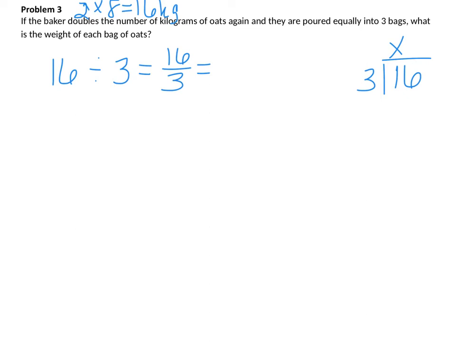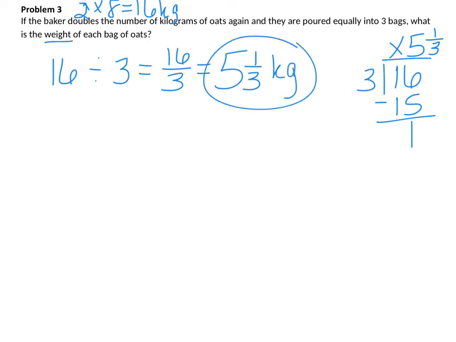So now I need to think 16 divided by 3, or how many 3's fit into 16? Well, 5 do. 5 times 3 is 15. Subtract 16 minus 15 is 1. So that is my new numerator, and my denominator stays the same. So 16 thirds is equal to 5 1/3. And it's weight again, so it's going to be kilograms. Yay. And then we're going to check our work just to be safe.